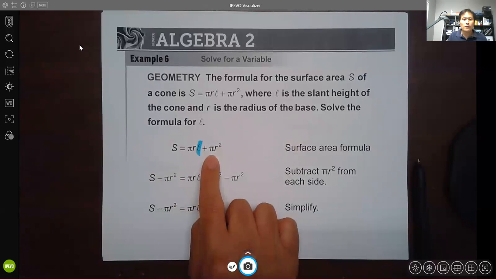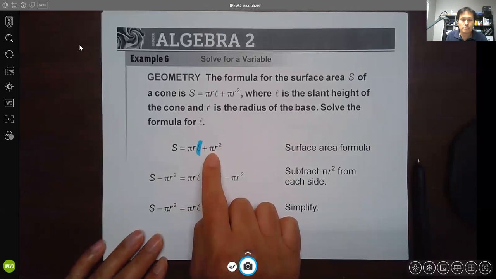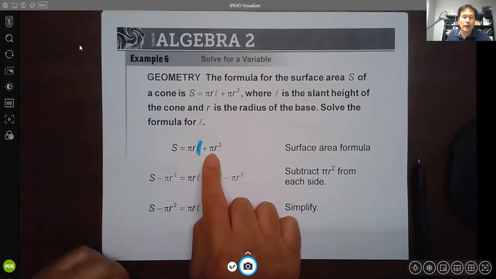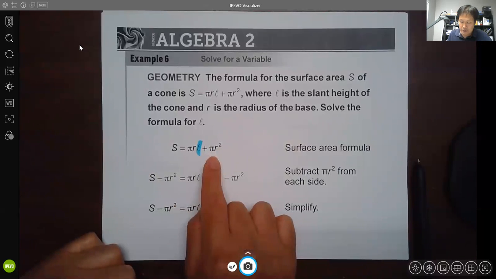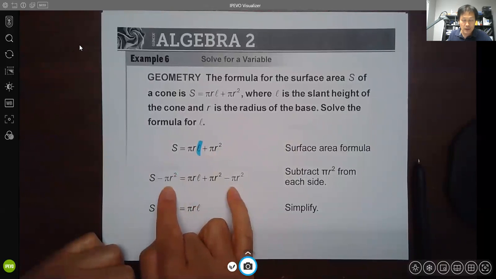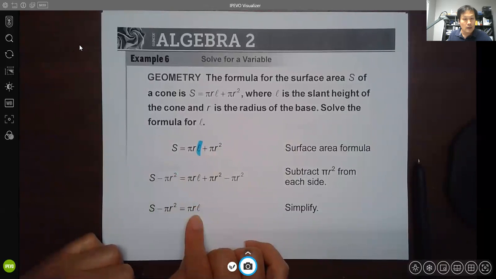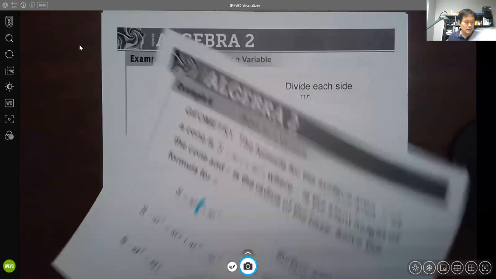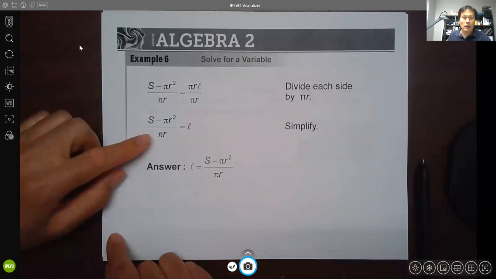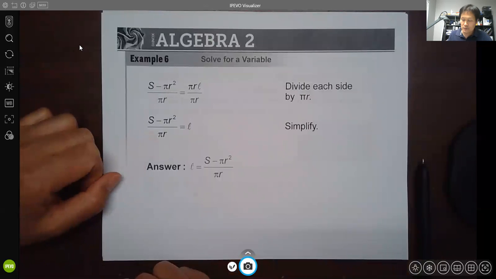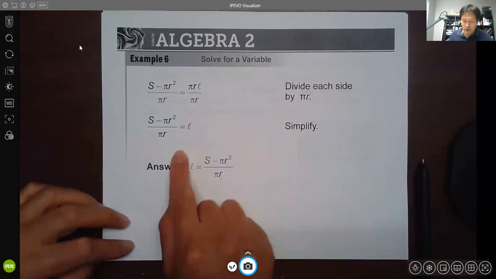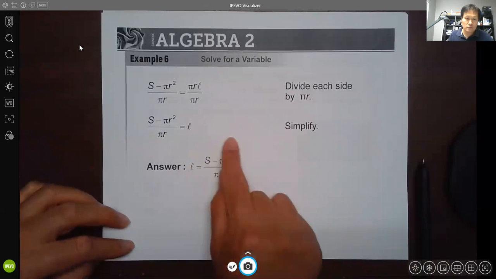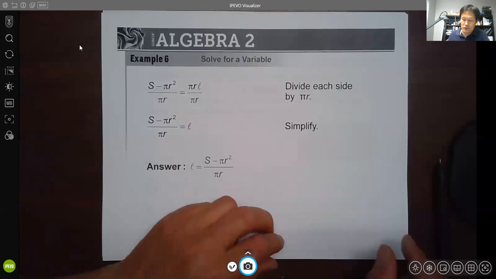So you have to get rid of the plus pi r squared. So minus pi r squared both sides, cancel things out. Time to get rid of pi r. So divide by pi r, divide by pi r both sides, and that will be the final answer. So L equal to all that will be your answer.